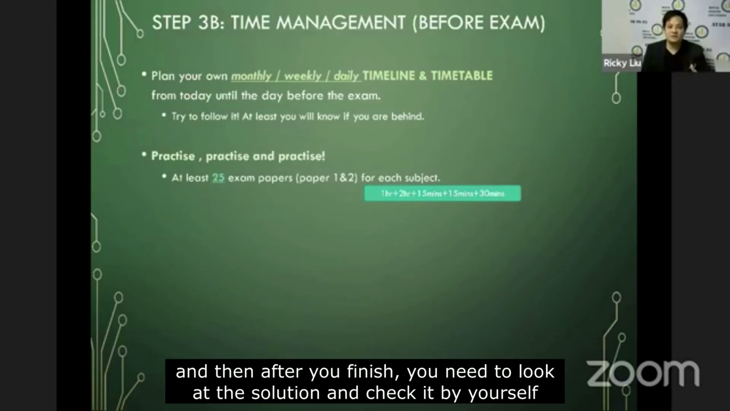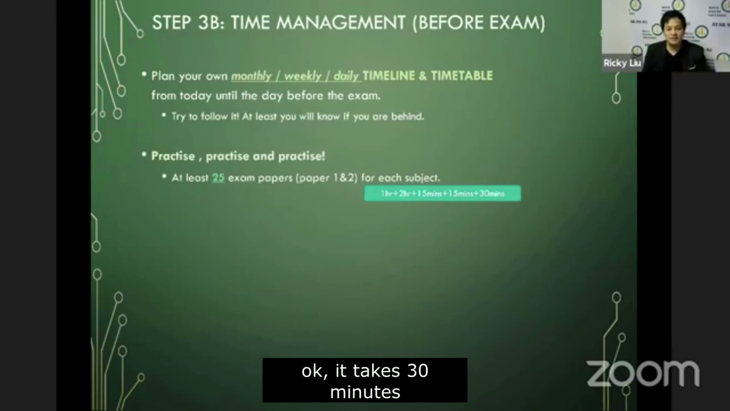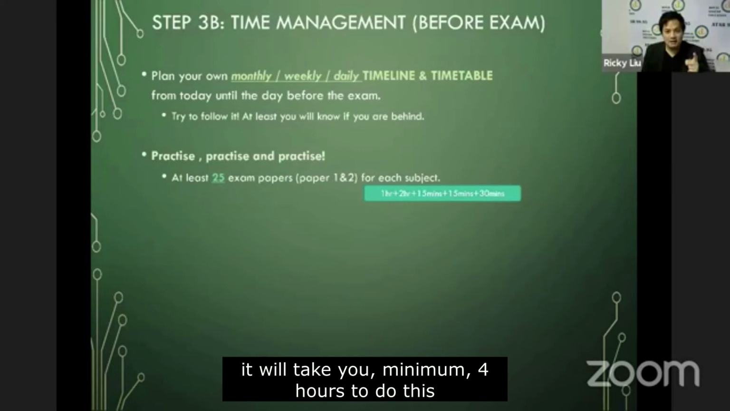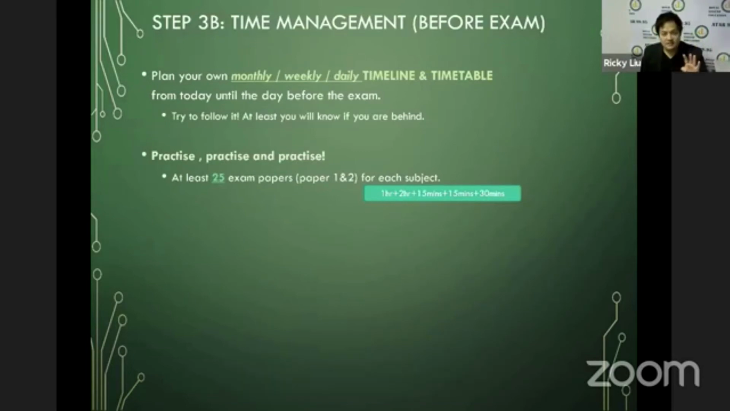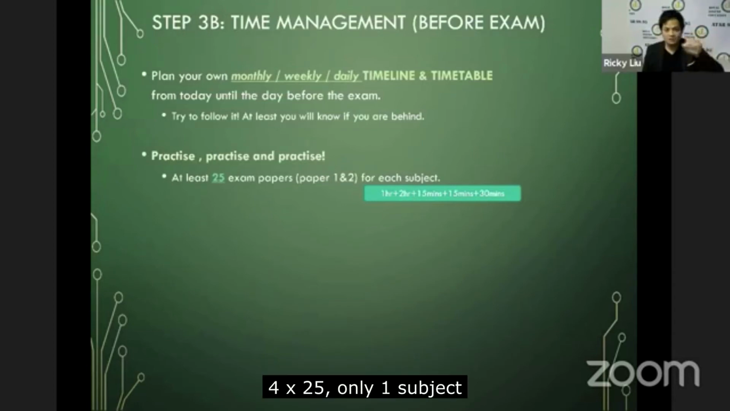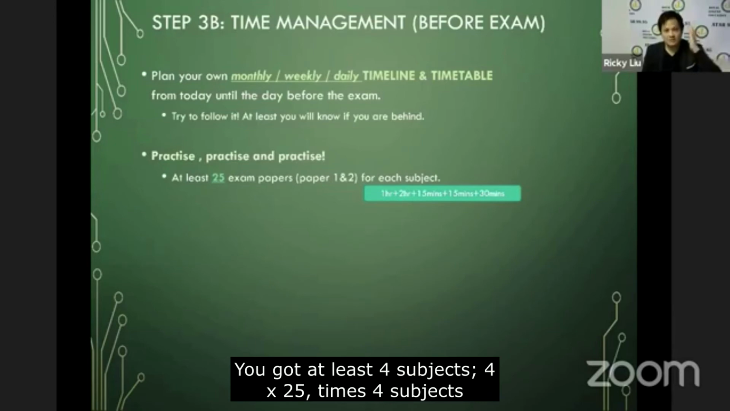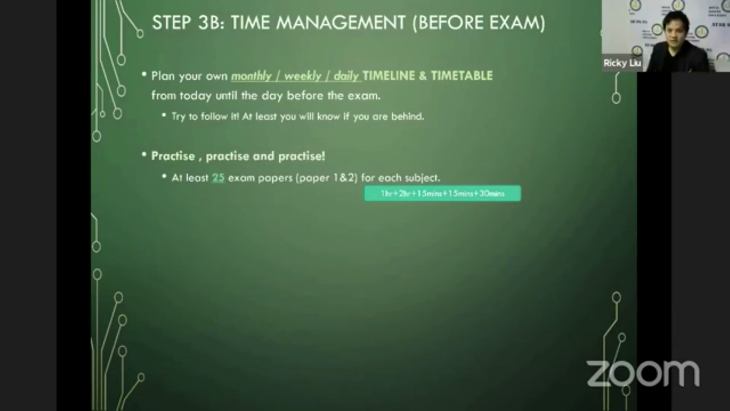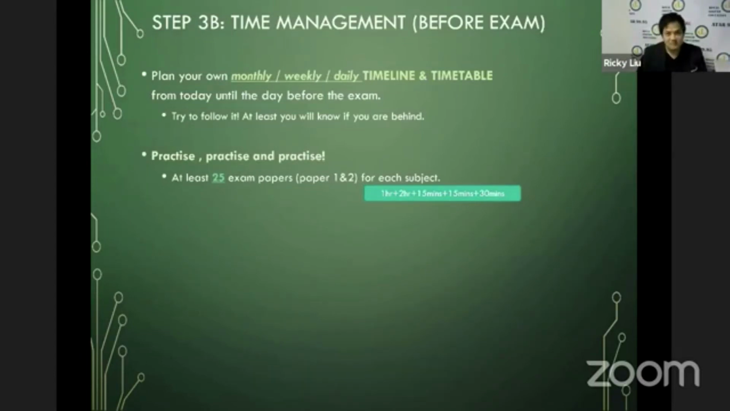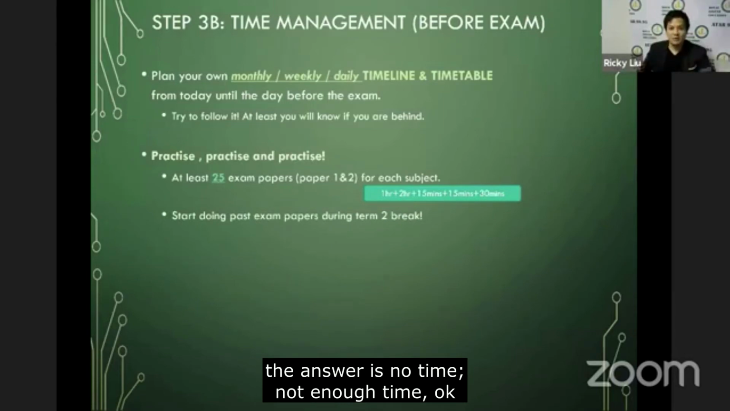And then after you finish, you need to look at the solution and check it by yourself. Okay? It takes 30 minutes. So one set of exam will take you minimum 4 hours to do. Yeah? So you need to do 25 exams. 4 times 25. Only 1 subject. You got at least 4 subjects. 4 times 25 times 4 subjects. What is the answer for this? The answer is you don't have enough time. The answer is no time, not enough time.